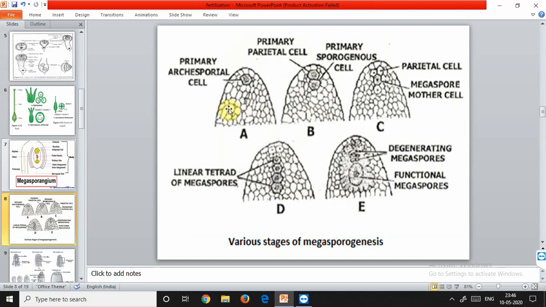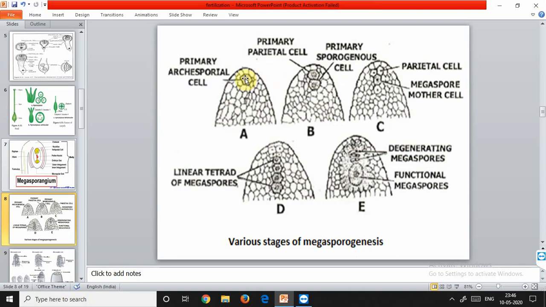There are single hypodermal cells present, and these get differentiated from other cells. When the cells are differentiated, they form the primary archesporial cell. So these are single layered cells, and some cells become differentiated on their own. There is no special mechanism for this differentiation. Once they get differentiated, they are called the primary archesporial cell. It contains a big nucleus, dense cytoplasm, and has a larger size.